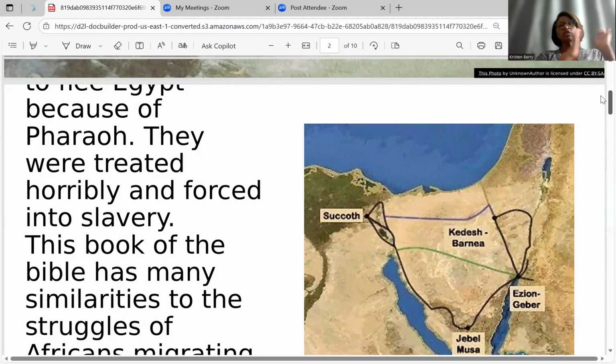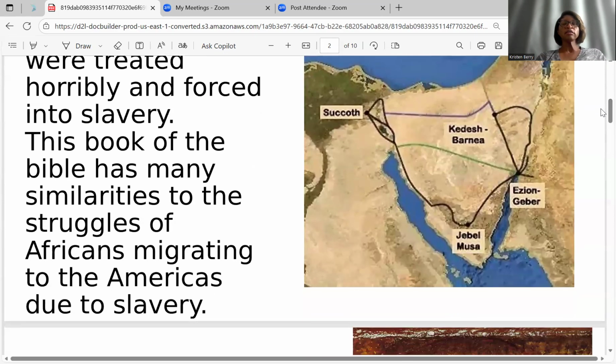They have been pushed into bondage. They're now in Egypt. Okay? They're now in Egypt and they're treated horribly and forced into slavery. The book of Exodus is really telling and was, I guess I could say, a bit comforting to our enslaved ancestors. Why? Because this particular book of the Bible has a lot of similarities to the struggles that Africans had migrating to the Americas, Central America, wherever they went, due to slavery issues.